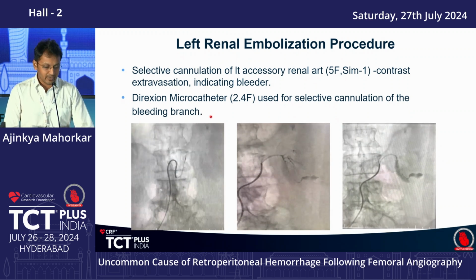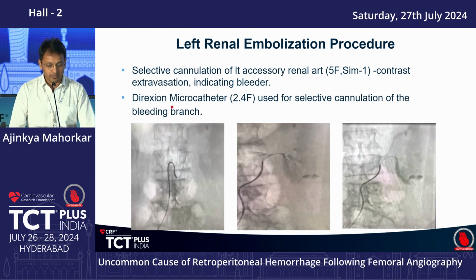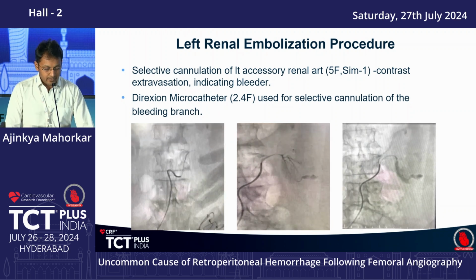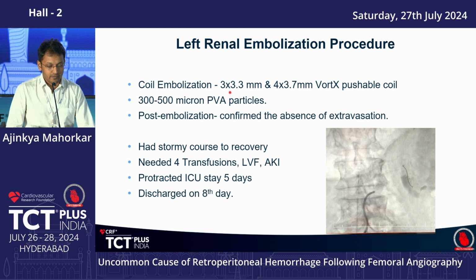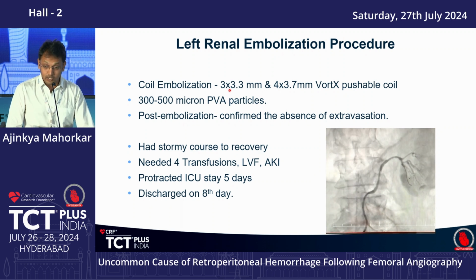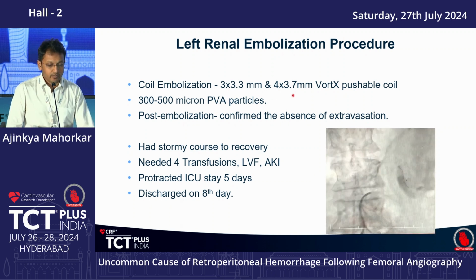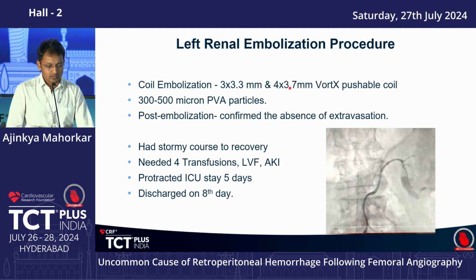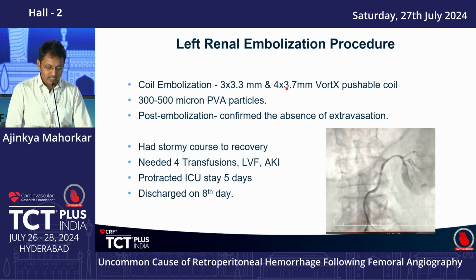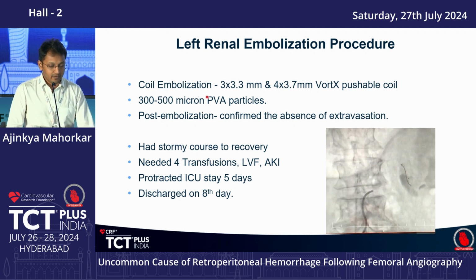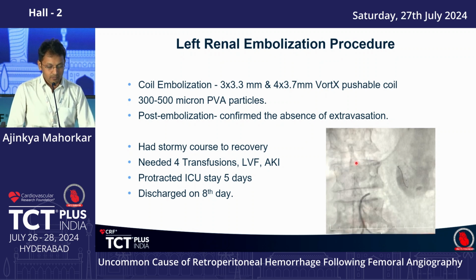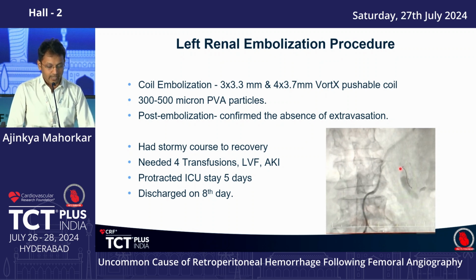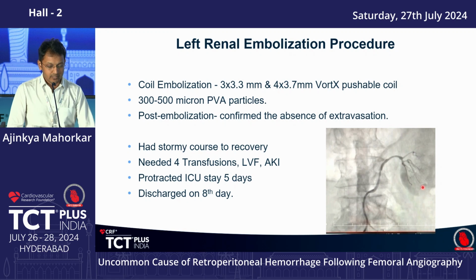Then we selectively cannulated the lower branch of that left accessory renal artery with a Direczion microcatheter. It is just like the Progreat from Terumo. And after that, we put 2 coils. First, we put a 3 mm coil, which did not stop the bleed. A 4 mm pushable coil was advanced. Even still, there was some residual leak. Then finally, we put some 300 microns PVA particles that stopped the bleed. And this was the final angiogram, which showed the bleed has stopped.